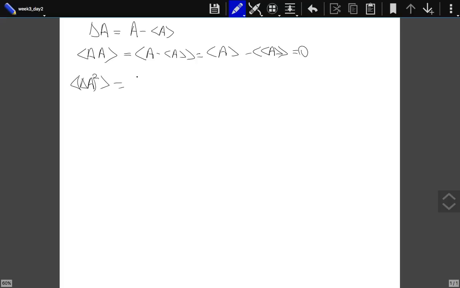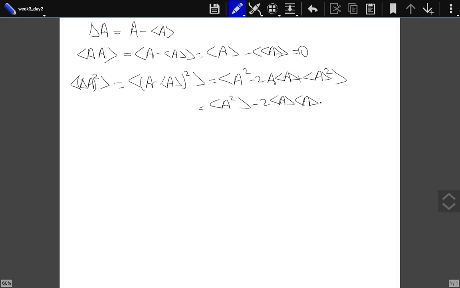So let's calculate this, what this is. This is A minus the average of A, squared, averaged. Just take the square. This is A squared minus twice A times the average of A plus the average of A squared, all of it averaged. So this will be just the average of A squared minus twice the average of A squared plus the average of A squared. I use the fact that the average of A is just a number, so I can take it out of the averaging. And here this is a number, so it's averaging itself. And so we have this relation, this definition.